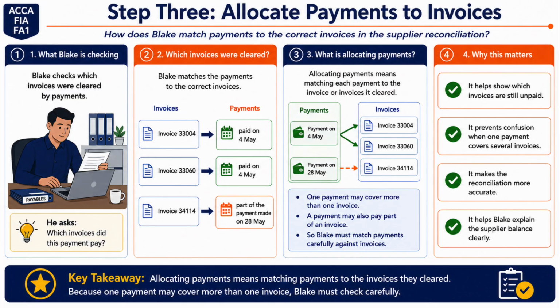In simple words, Blake asks, which invoices did this payment pay? This matters because one payment may cover more than one invoice. A payment may also pay part of an invoice. So Blake must carefully match payments against invoices.